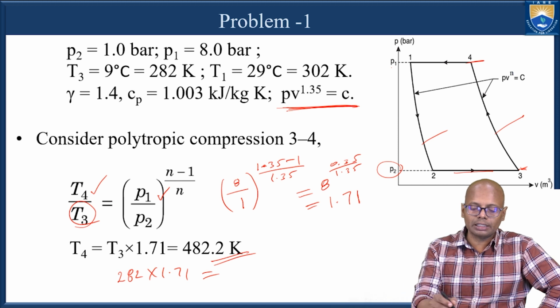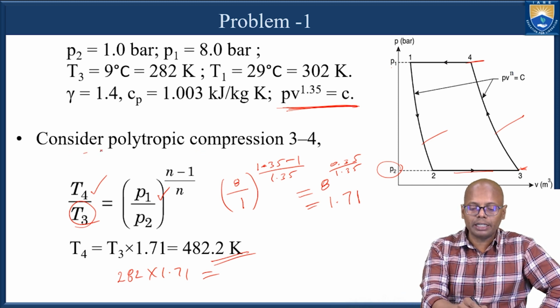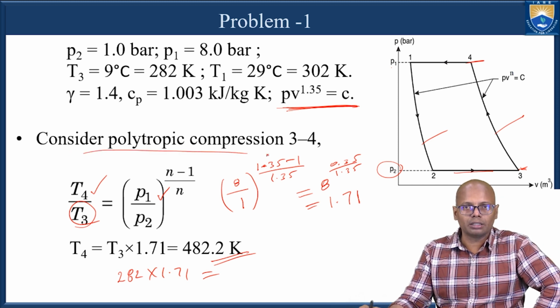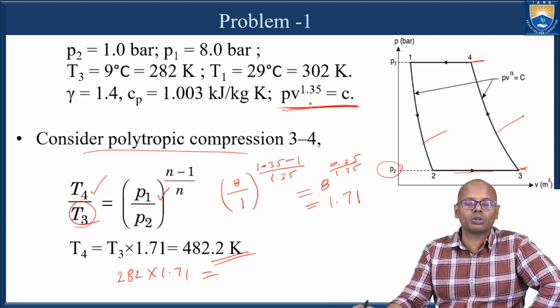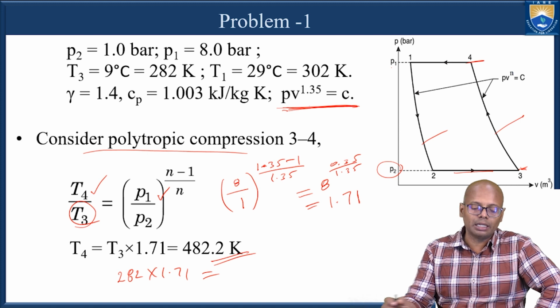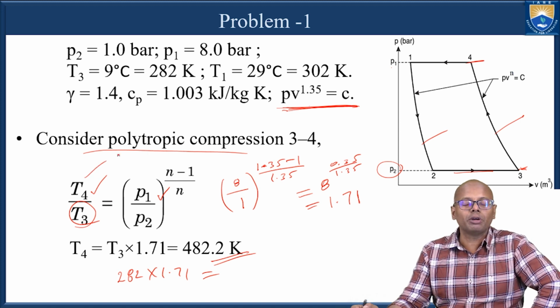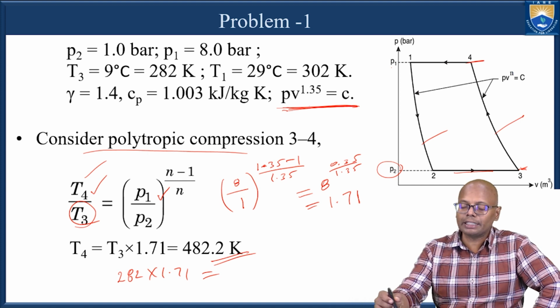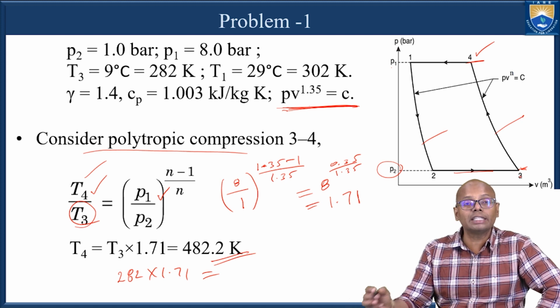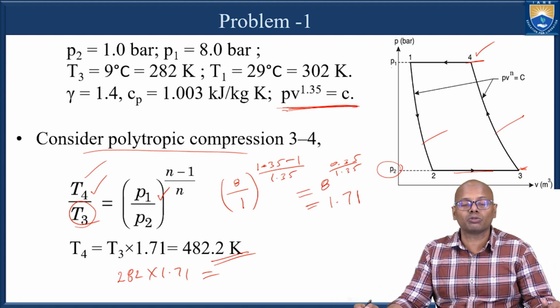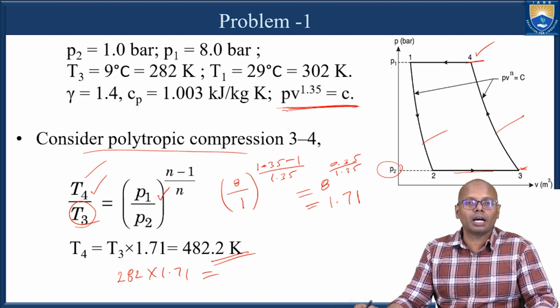Once again I will repeat, it is a polytropic compression. Why is it polytropic? It is given that PV to the power 1.35 equals constant is the law governing the compression process. Since it is a polytropic process, we have to take this relationship for finding the temperature which is not known. Here the temperature at the exit of the compressor is not known, and we have to use the temperature at the inlet of the compressor, which is known, for finding the unknown value.